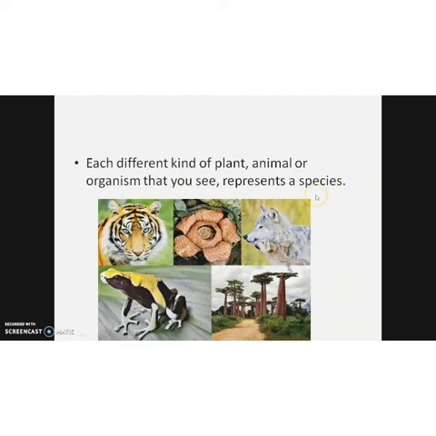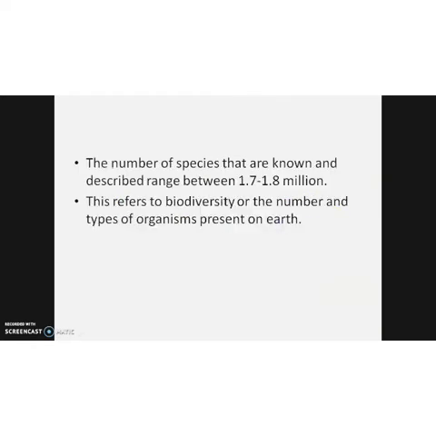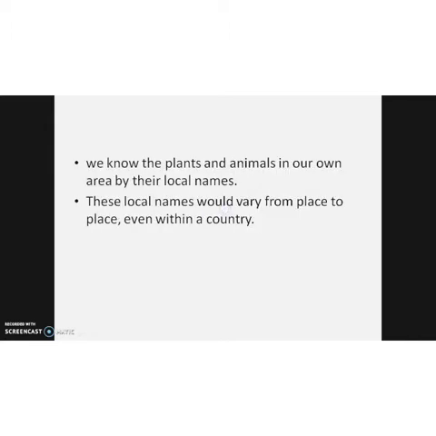The concept of species we will discuss in detail later. The number of species that are known and described ranges between 1.7 to 1.8 million. This refers to biodiversity, or the number and types of organisms present on Earth. Clear?